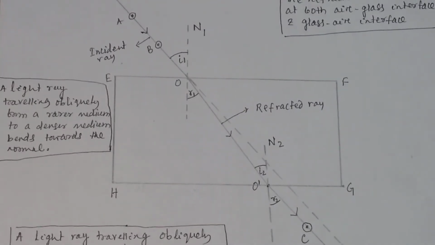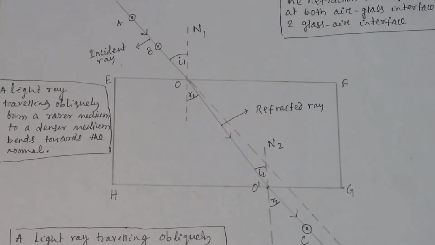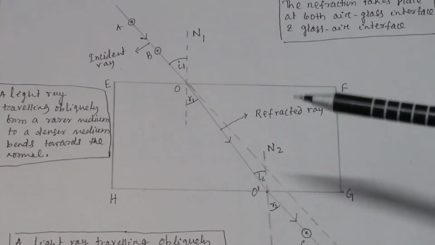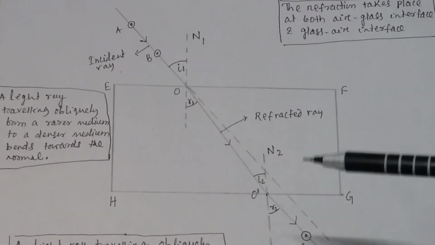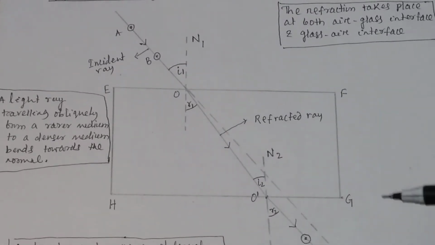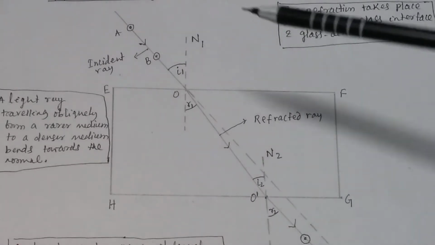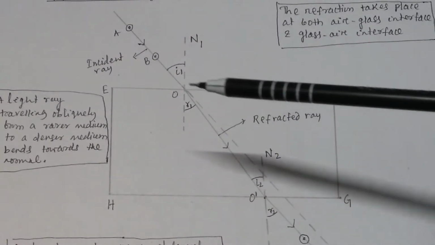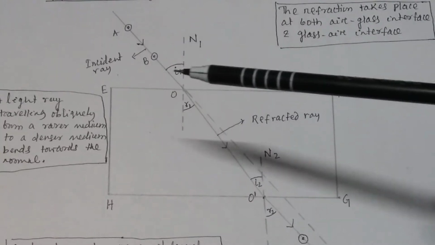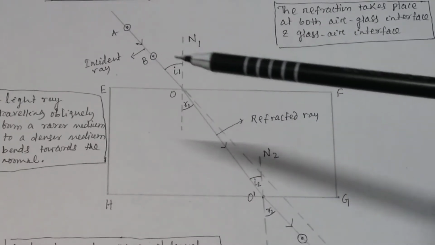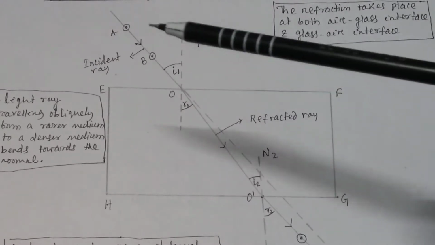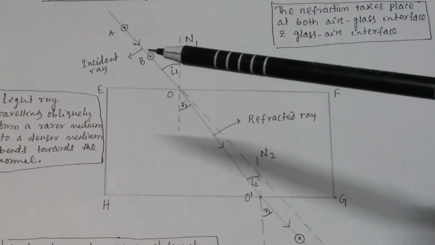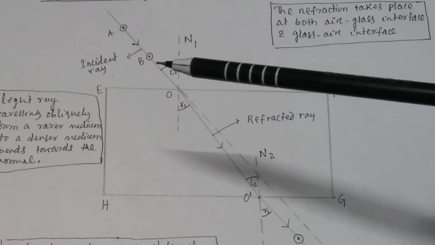First, this is your glass slab. Now draw the outer line of the glass slab. It is EFGH. Draw a normal N1. First draw an incident ray. AB is the incident ray. You fix your two hairpins A and B.